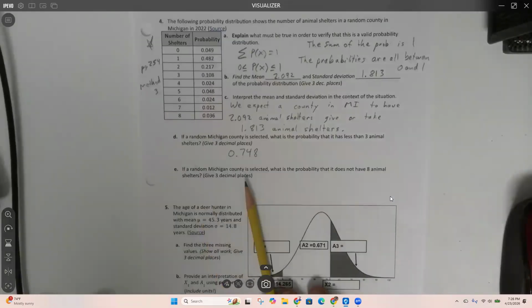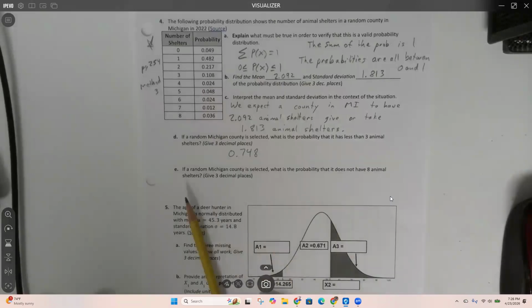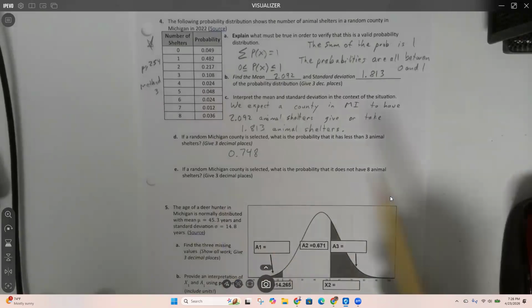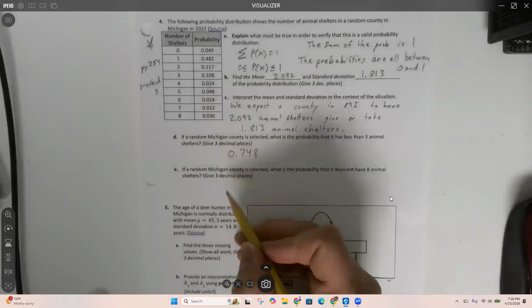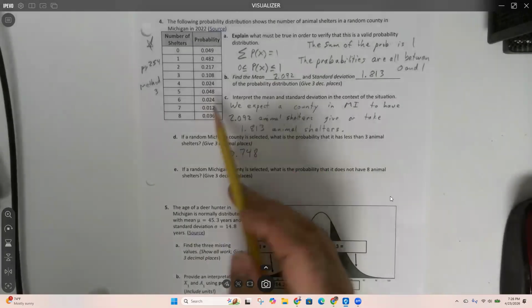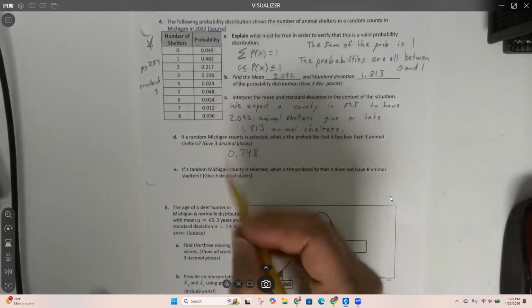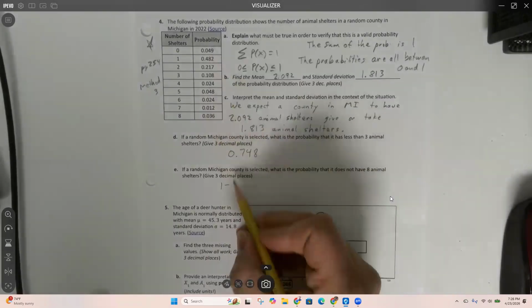If a random county is selected, what is the probability that it does not have 8 animal shelters? Apparently, there's counties that have 8 animal shelters. That's crazy. So you can either add up all of these or you can do 1 minus the probability that it does have 8 animal shelters.